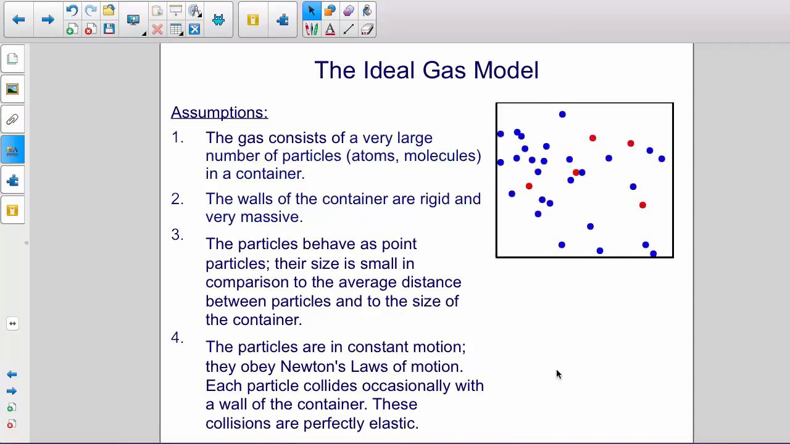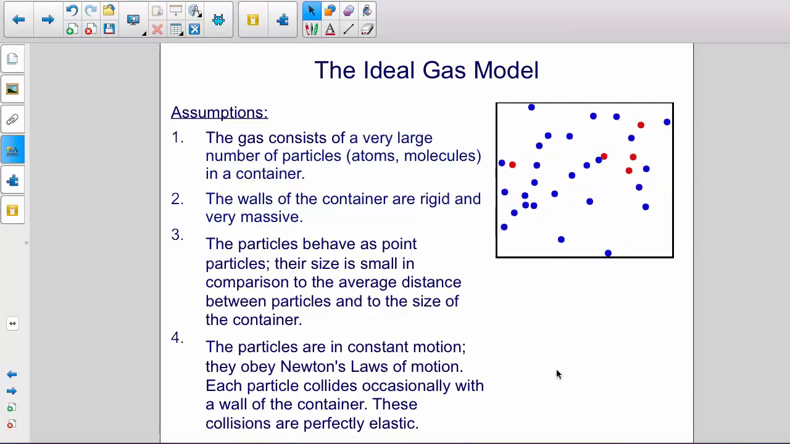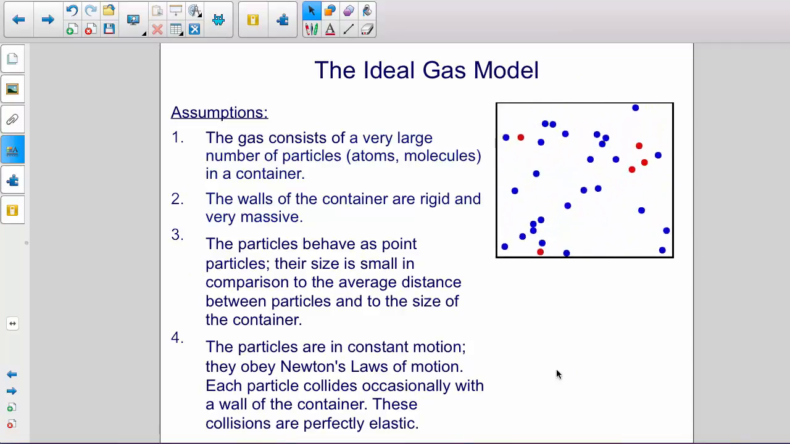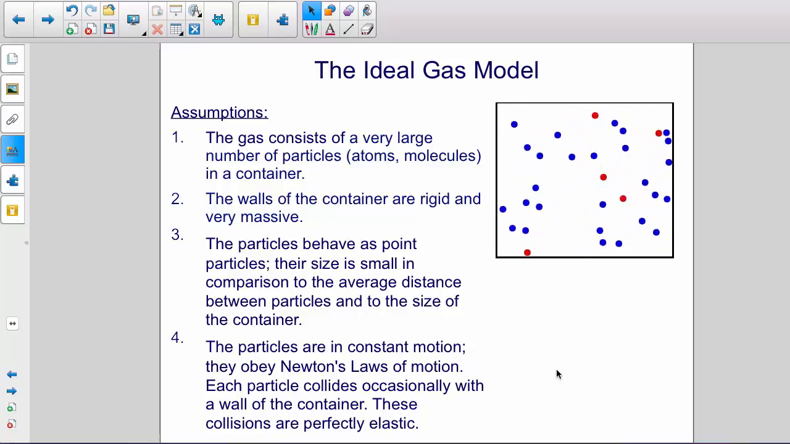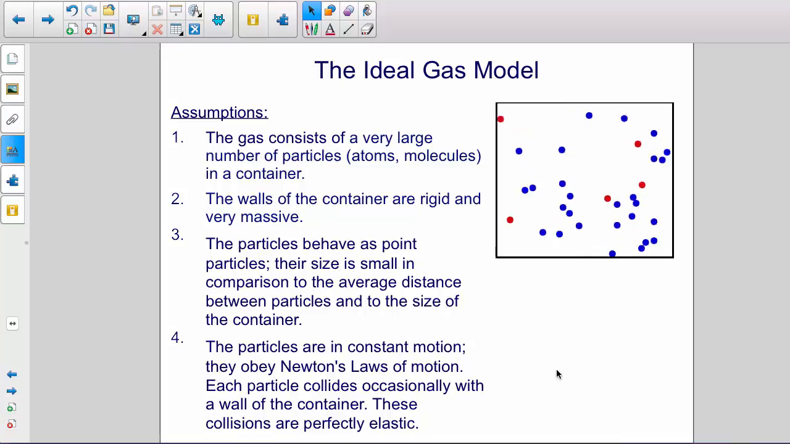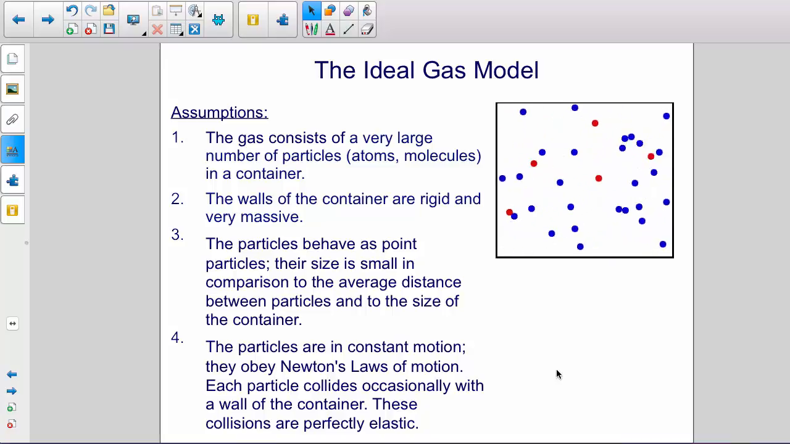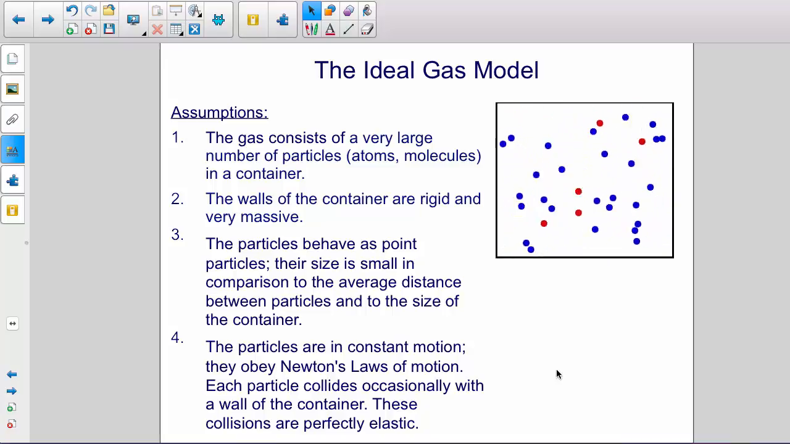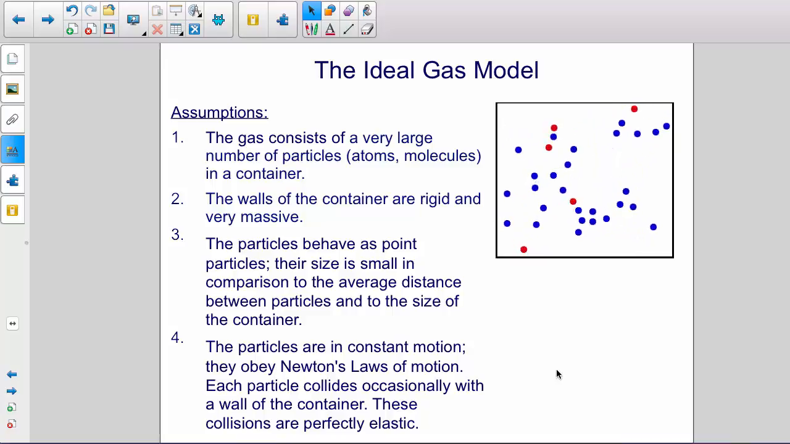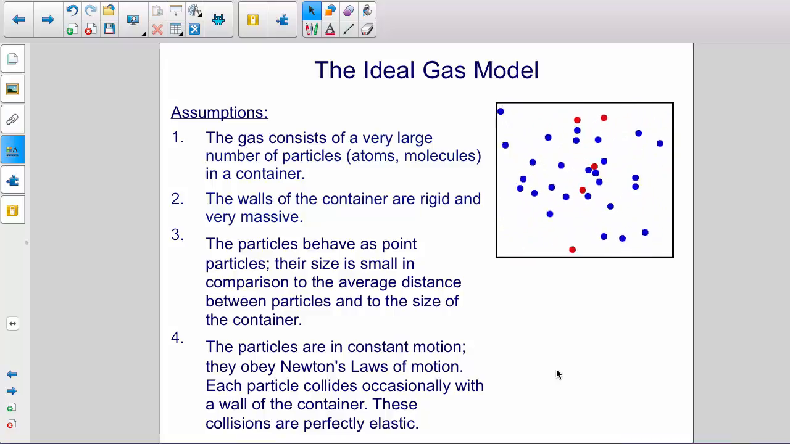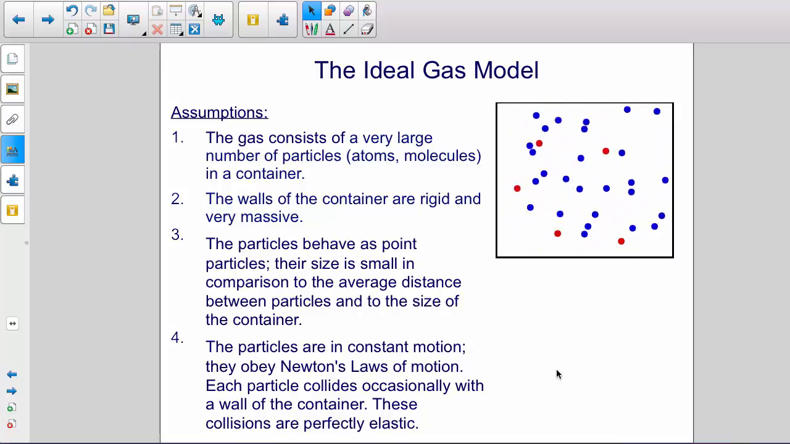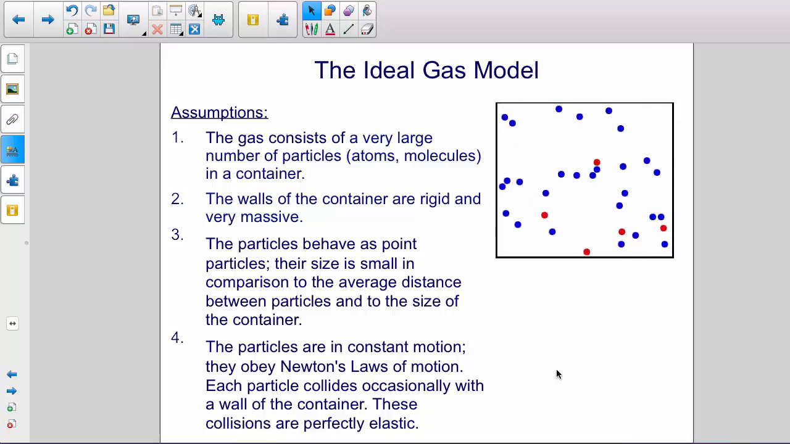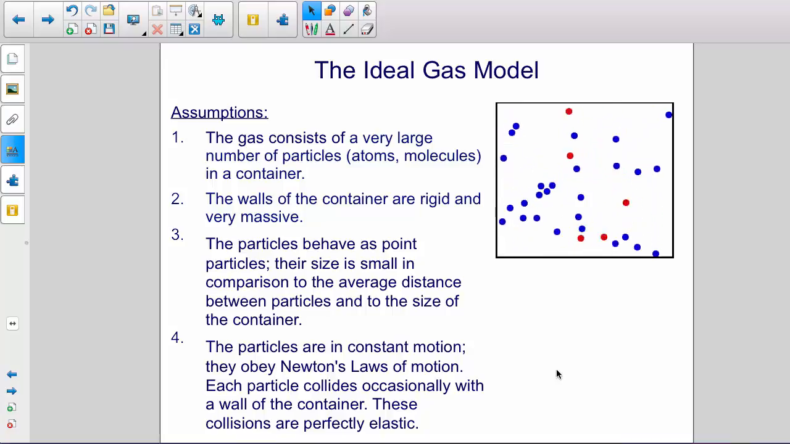Here are the assumptions of the ideal gas model. Number one, the gas consists of a very large number of particles, that is, atoms or molecules, all confined to a container. And the walls of that container are rigid and very massive. The third assumption is that the particles behave as point particles. Their size is small in comparison to the average distance between particles and to the size of the container.